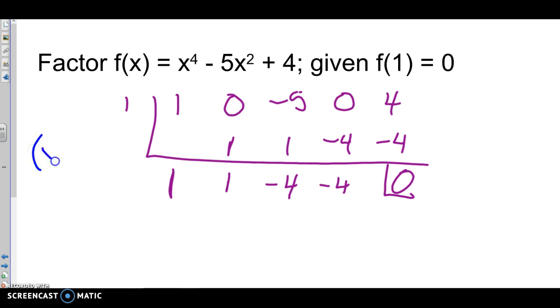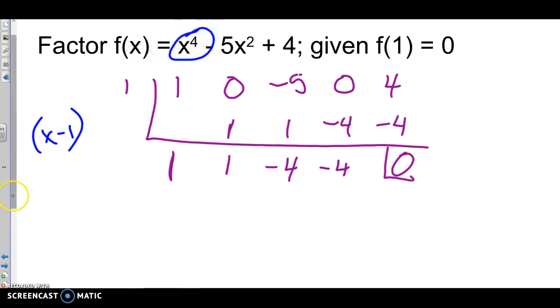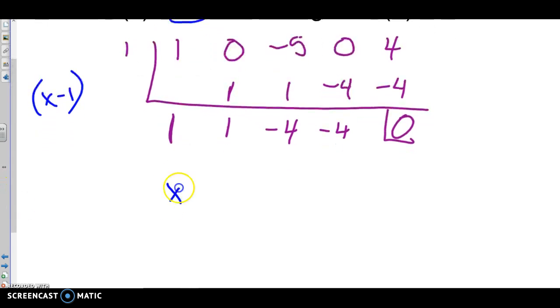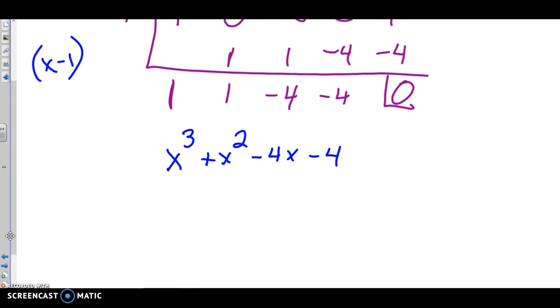So I know x minus 1 is a factor. Start off with x to the 4th, so I'm going to drop a degree. X cubed plus x squared minus 4x minus 4. I'm not at a quadratic yet or somewhere comfortable factoring. So now I have to kind of trial and error play my way through it.